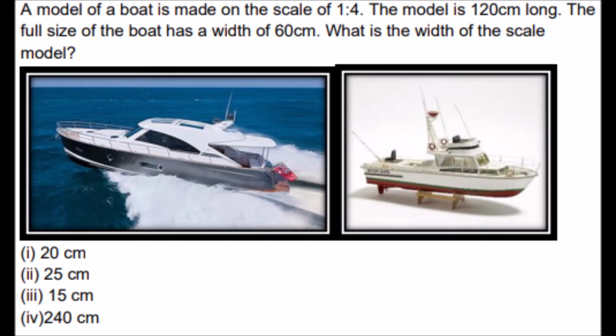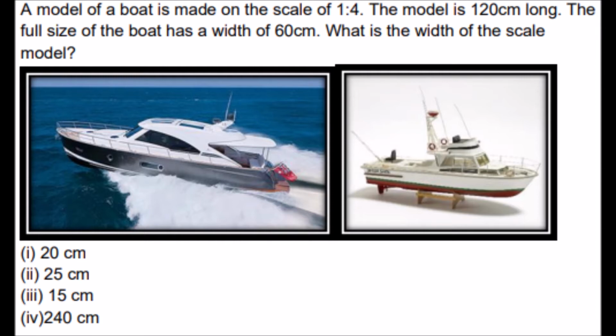Now subpart question number 1. A model of a boat is made on the scale 1:4. Now the model is 120 centimeter long. The full size of the boat has a width of 60 centimeter. What is the width of the scale model? Now see, what does 1:4 mean? Suppose the model length is 120 centimeter long, it means while drawing its image, we will take it as 4 parts of the image. So we will do 120 divided by 4. So we will get it as nothing but 30 centimeter, we will draw the image length.